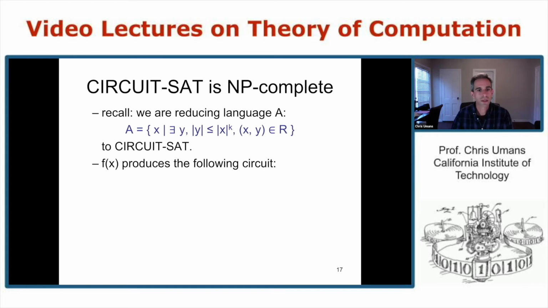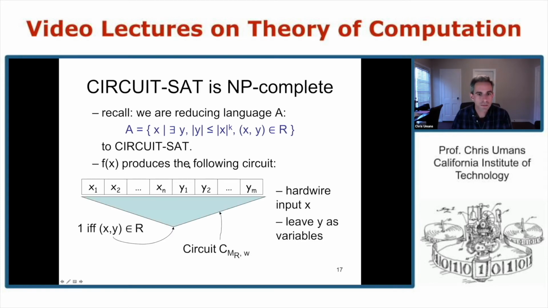Okay, so let's remember what we're trying to do with all this. We were reducing from a generic NP language, which had the following form, to circuit SAT. And the reduction, which I'm calling F, which receives an instance of A, a string X, is supposed to produce the following circuit. It is that circuit in blue here, which we've been talking about. It's the circuit C sub M sub R.